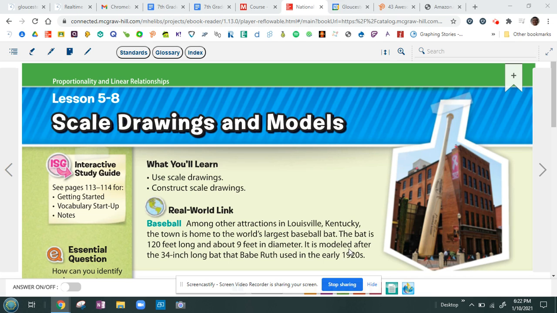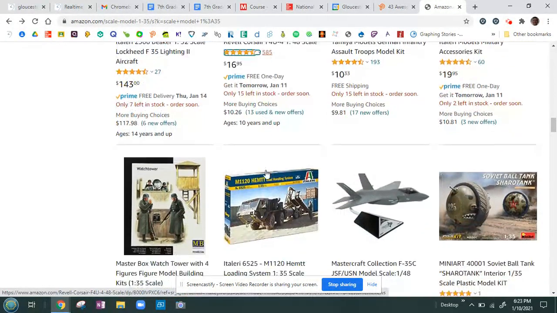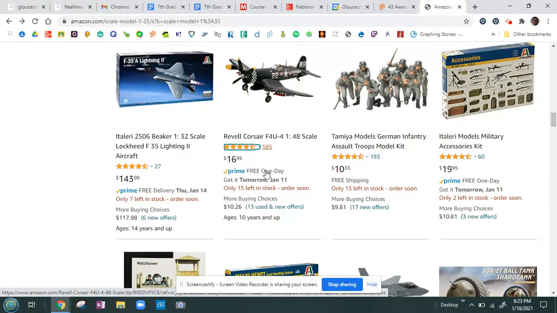Hey everybody, I wonder who out there has worked with scale models before? Anybody play with Legos or Hot Wheels or dolls, like American Girl dolls, or maybe you built models like these on Amazon. I was checking them out, and I was like, ooh, I kind of want these.